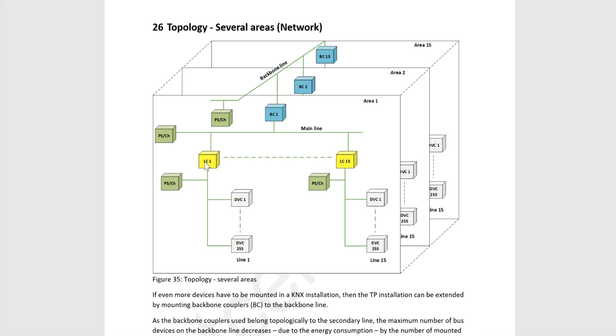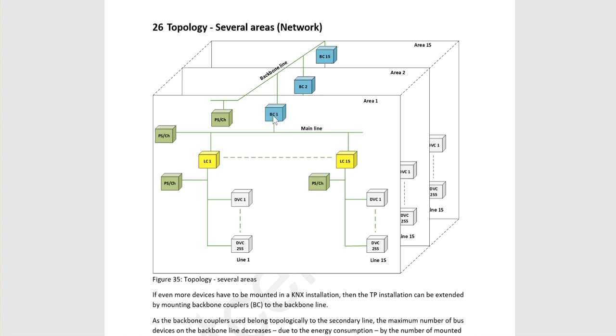The line coupler is connected from its primary side to the main line and from the secondary side to the secondary line, to each line in fact, okay? Maximum you can have 15 lines in each area. Then you can have maximum 15 areas: 1, 2, 3, 4, 5 until 15, okay? And you can connect each area with the backbone coupler.